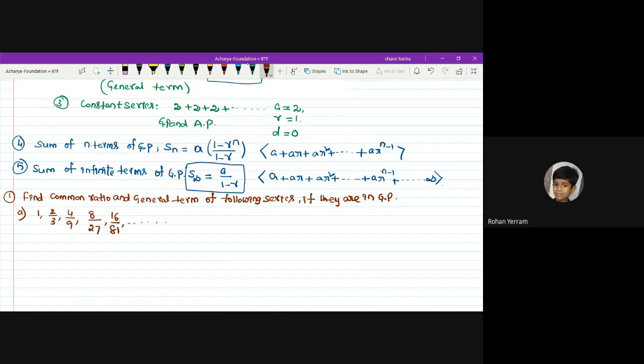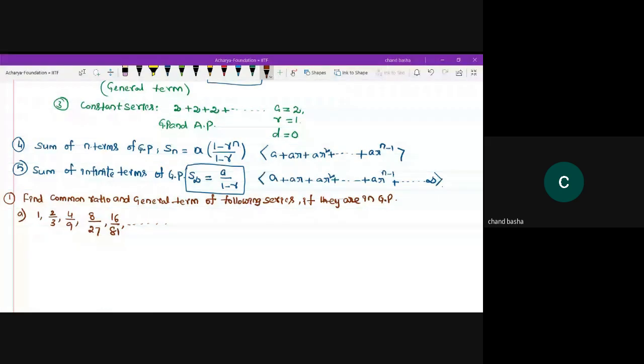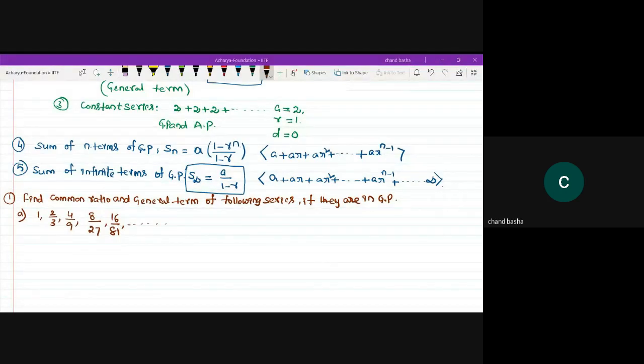Sir, can I say that? Yeah, Rohan, what is the first term? Sir, first term is 1, sir. Common ratio is 2 by 3. 2 by 3. General term. Sir, I'm doing.